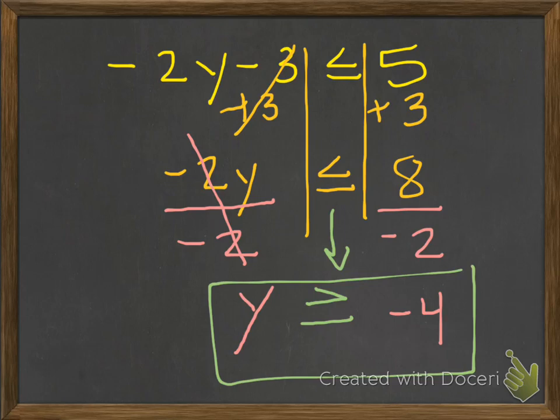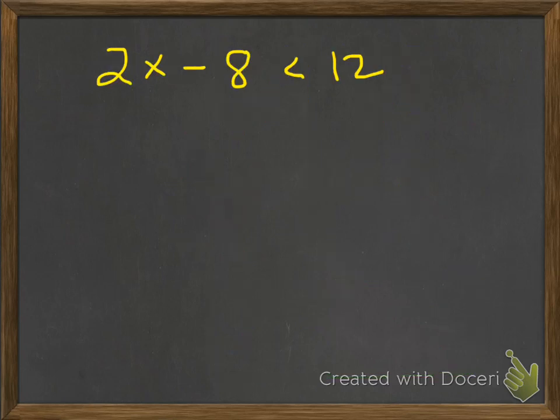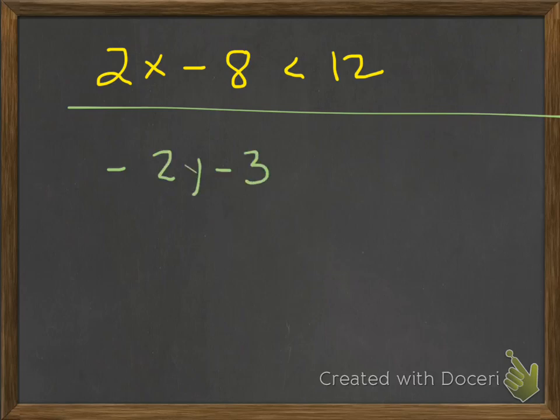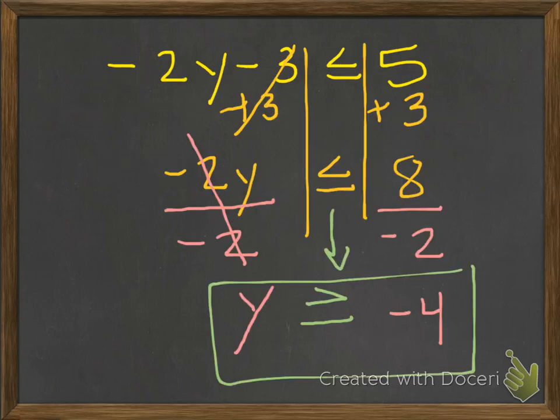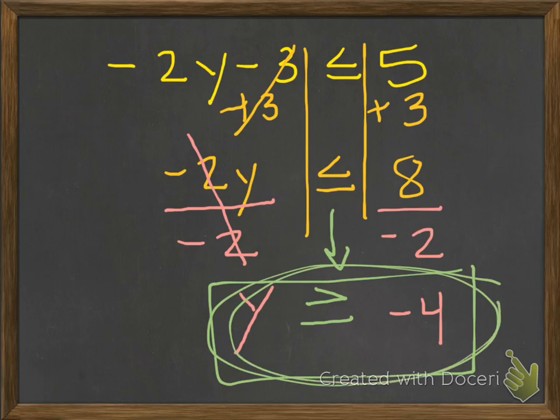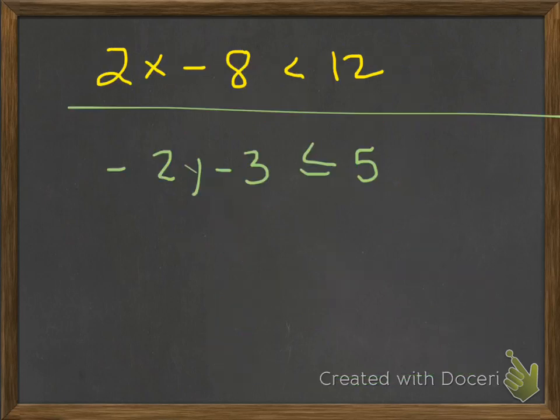Let me prove it to you. So it says y is greater than or equal to -4. So bear with me here. -2y minus 3 is less than or equal to 5. And we said that our answer had to be greater than or equal to -4. So I'm just going to pick any number that's greater than -4. I'm going to pick 0. And I'm going to substitute 0 in for y.